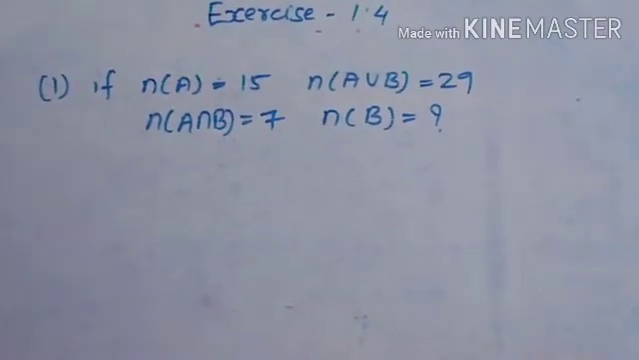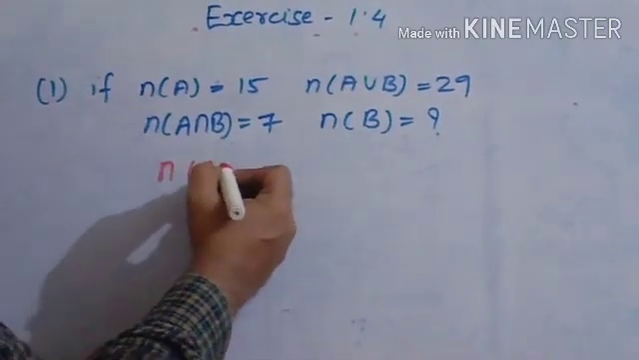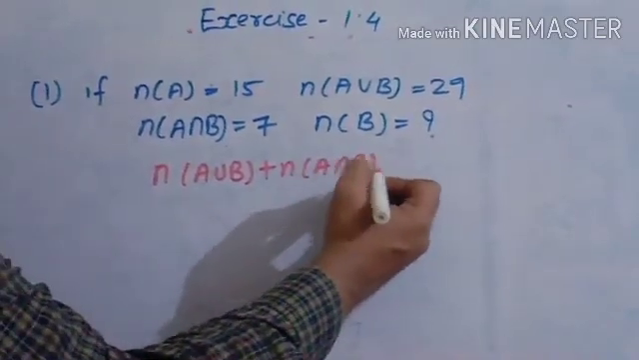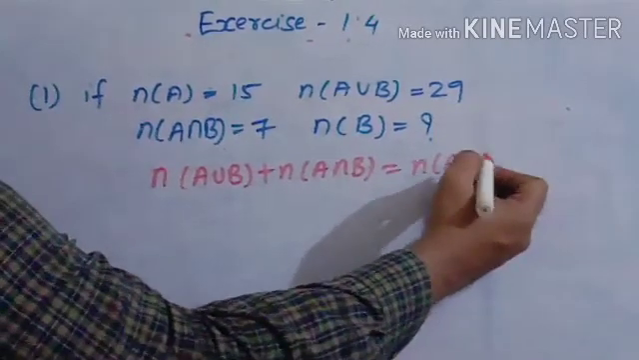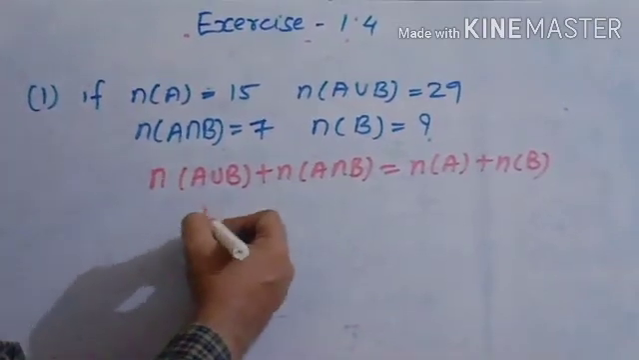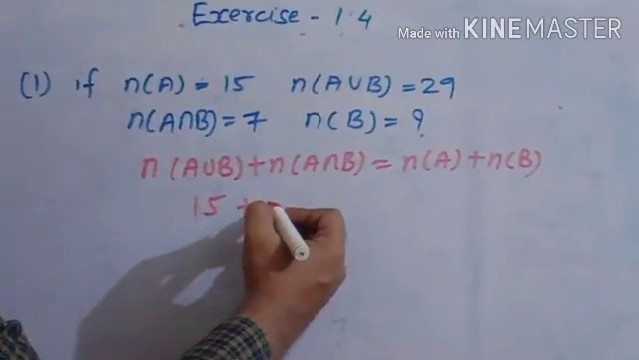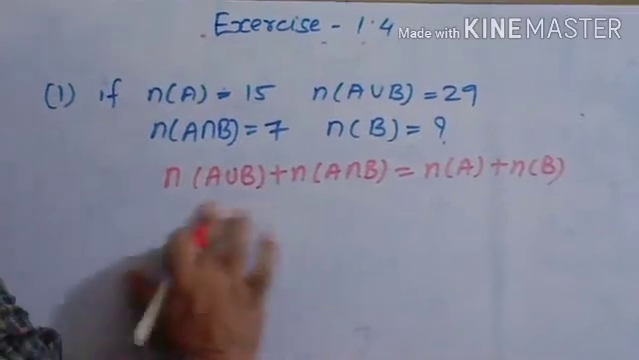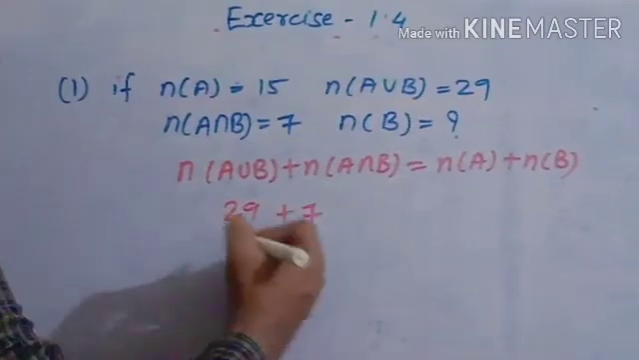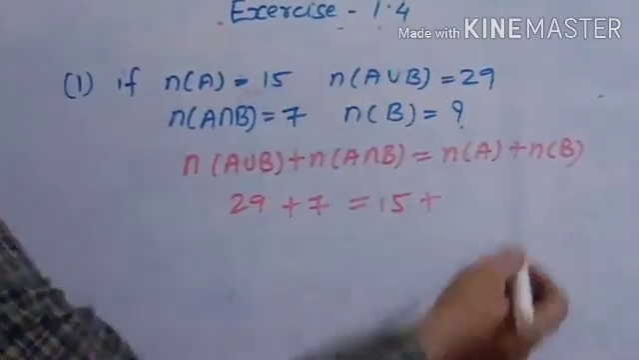For this we use that formula: number of A union B plus number of A intersection B is equal to number of A plus number of B. Number of A is equal to 15, sorry. Number of A union B is equal to 29, plus number of A intersection B is equal to 7, is equal to number of A, which is 15, plus number of B, which we want to find out.